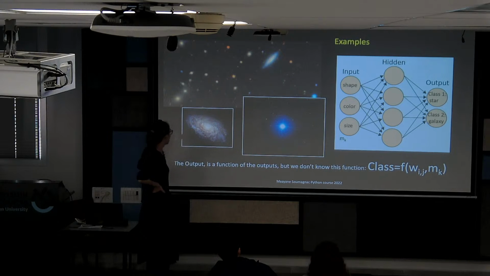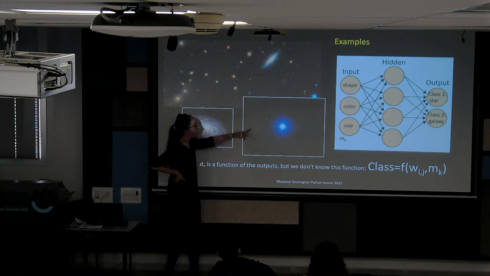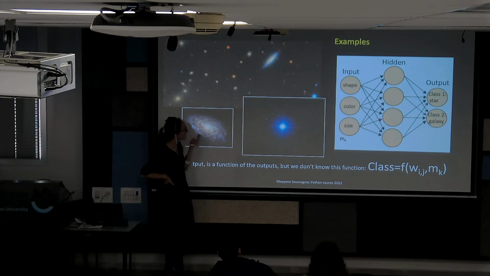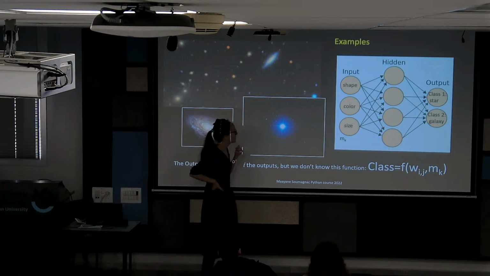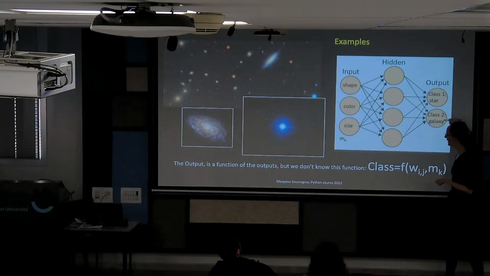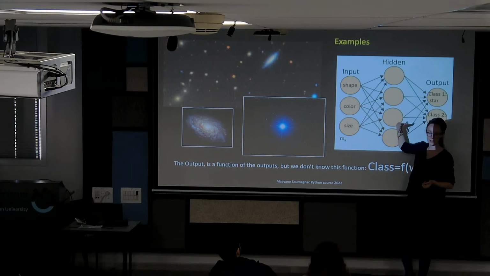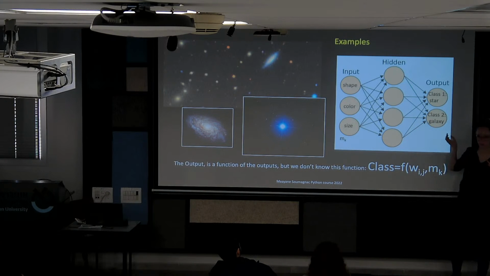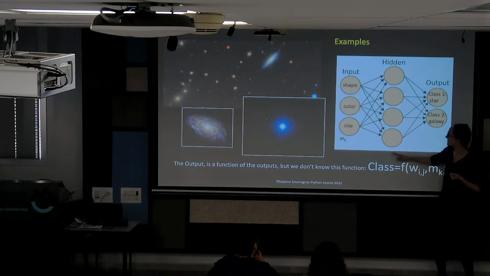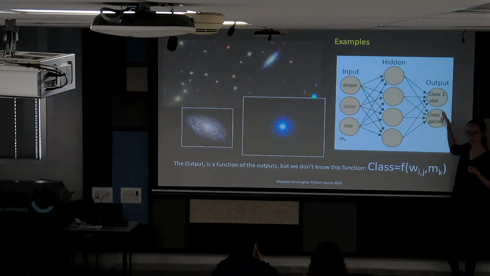In this case, this is a galaxy, this is a star, and I have this image of the sky, and I have good reasons to suspect that the class, whether it's a star or a galaxy, is related to a whole bunch of parameters: the shape of the object, the color of the object, the size of the object, and maybe many other things that I don't know about. And I want the machine to come up with a function which links these inputs with the final answer. What is the function that links between them?